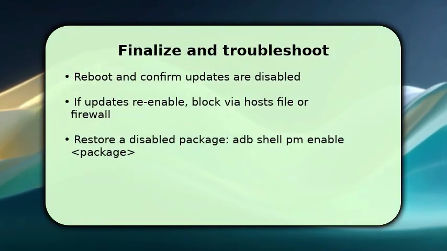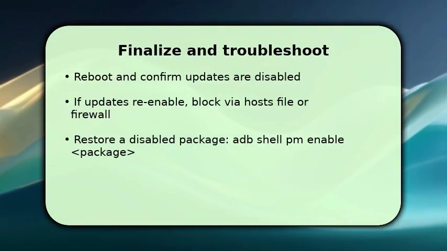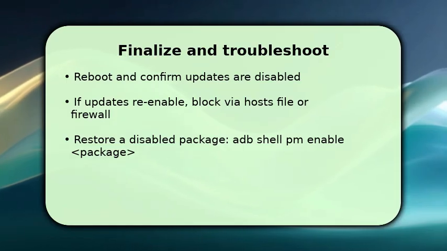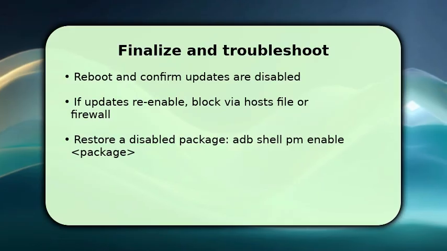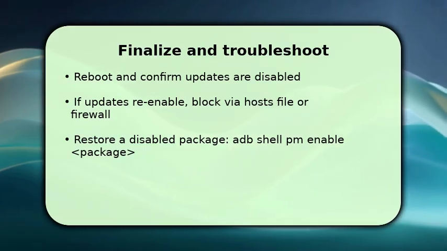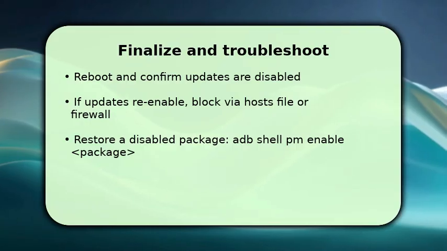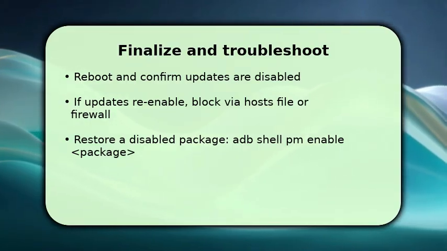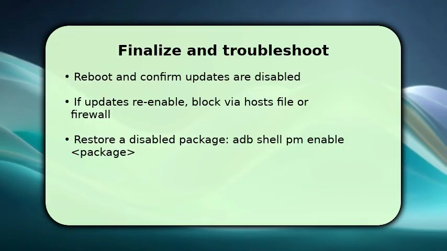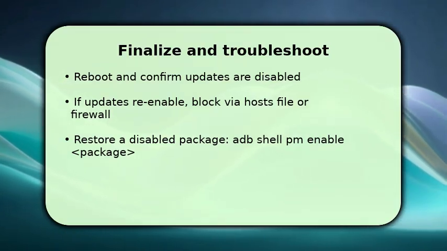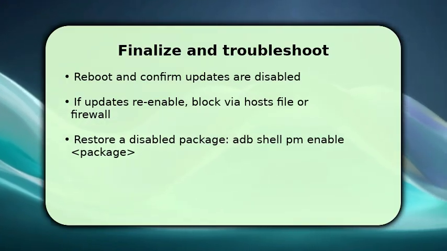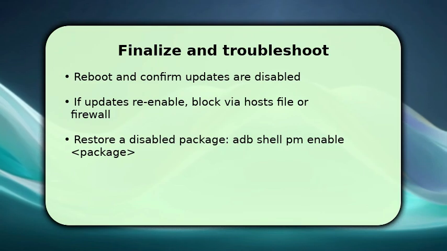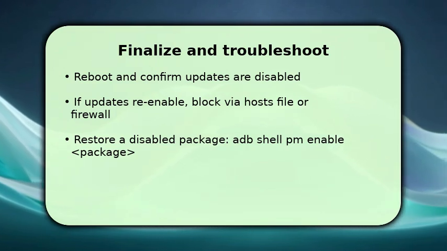If the phone still attempts to update, block the vendor update servers using a hosts file entry on rooted devices or use a network firewall to block update domains. This provides a secondary shield. If you need to undo your changes, re-enable packages with adb shell pm enable <package name> and remove any hosts or firewall rules. One key troubleshooting tip: if the phone becomes unstable, restore your backup immediately to avoid data loss.